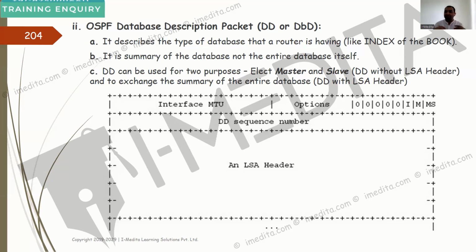If I have a database table with many different types of information, I'm not going to carry all that information inside the DBD, but a kind of summary information will be there in the DBD packet. It will not be a complete database, but technically DBD packets will carry the LSA header in a nutshell. So DBDs are going to carry the LSA header.